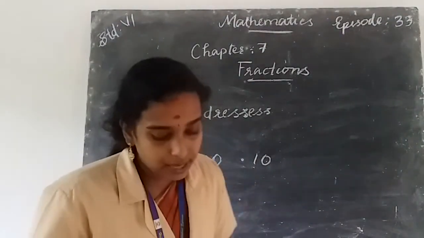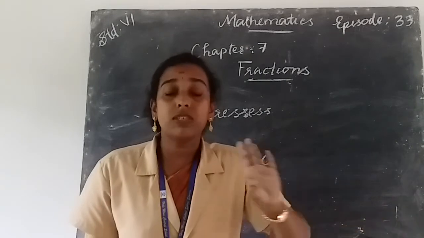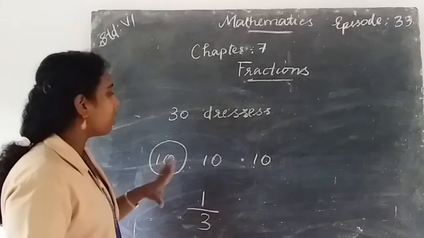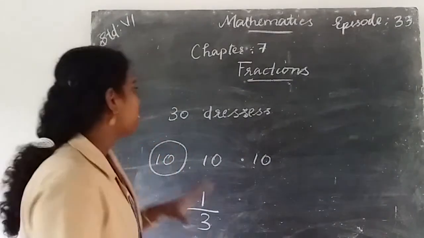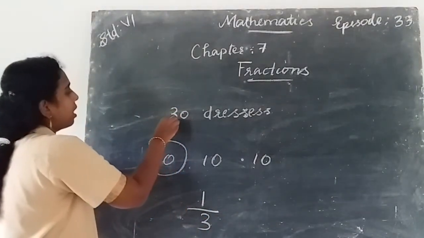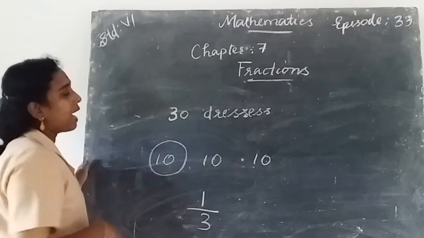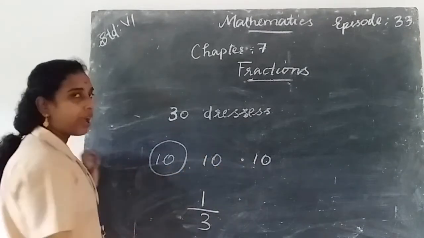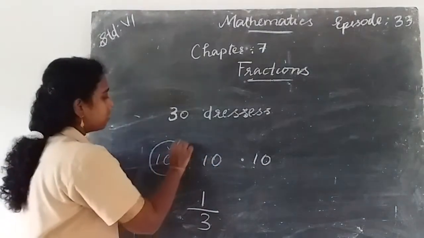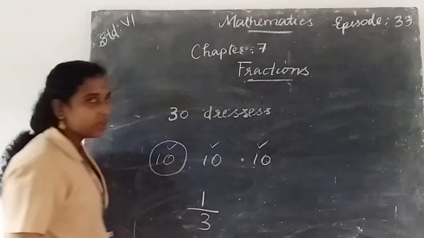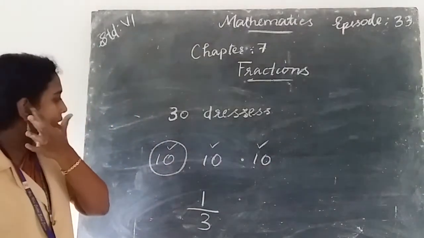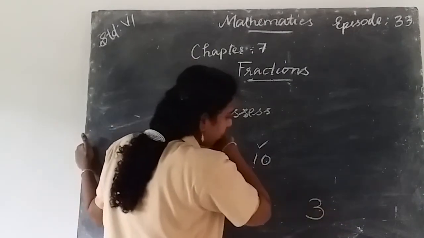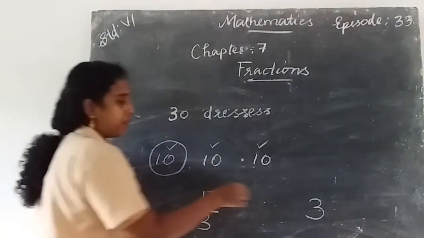And she has so far finished 20 dresses, which means she only finished 10 dresses. Okay. And here we want to write the fraction. So we divide 30, take 30 as a whole, and this is equally divided into 3 parts: 10, 10 and 10. So 10 plus 10 is 20, 20 plus 10 is 30. So divided into 3 equal parts, and the number of equal parts is written as the denominator.